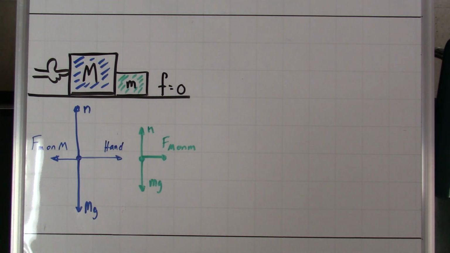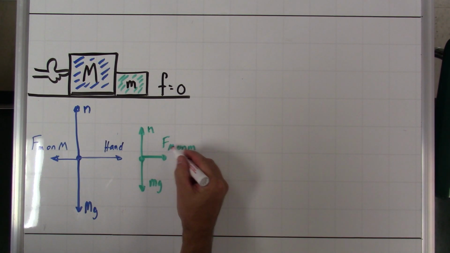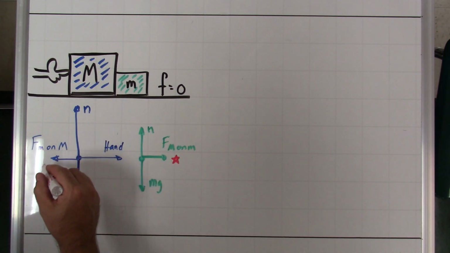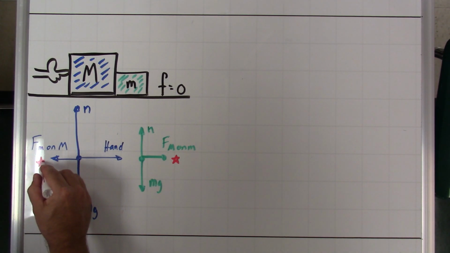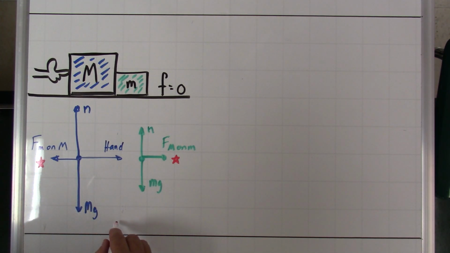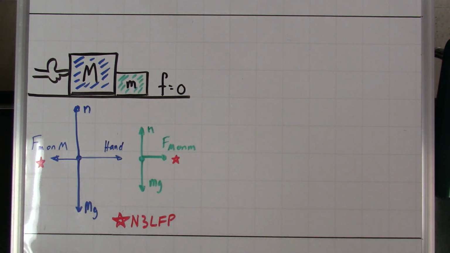What's important about these two forces, this force of big M on little m and the force of little m on big M, is they are equal in strength, opposite in direction, and they act on the other object. Therefore, they are Newton's third law force pairs.